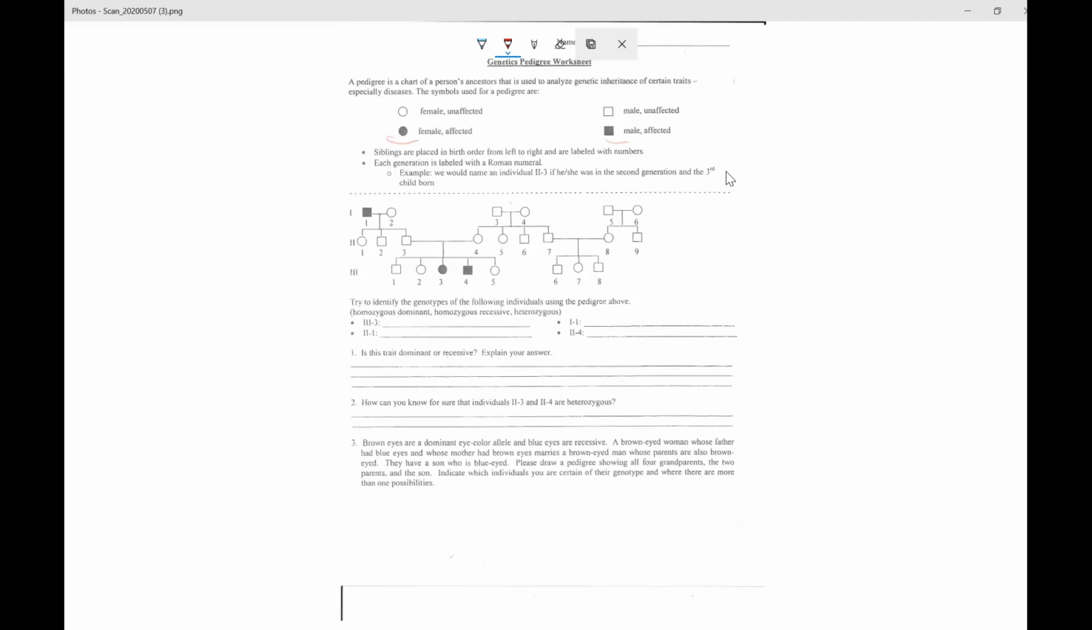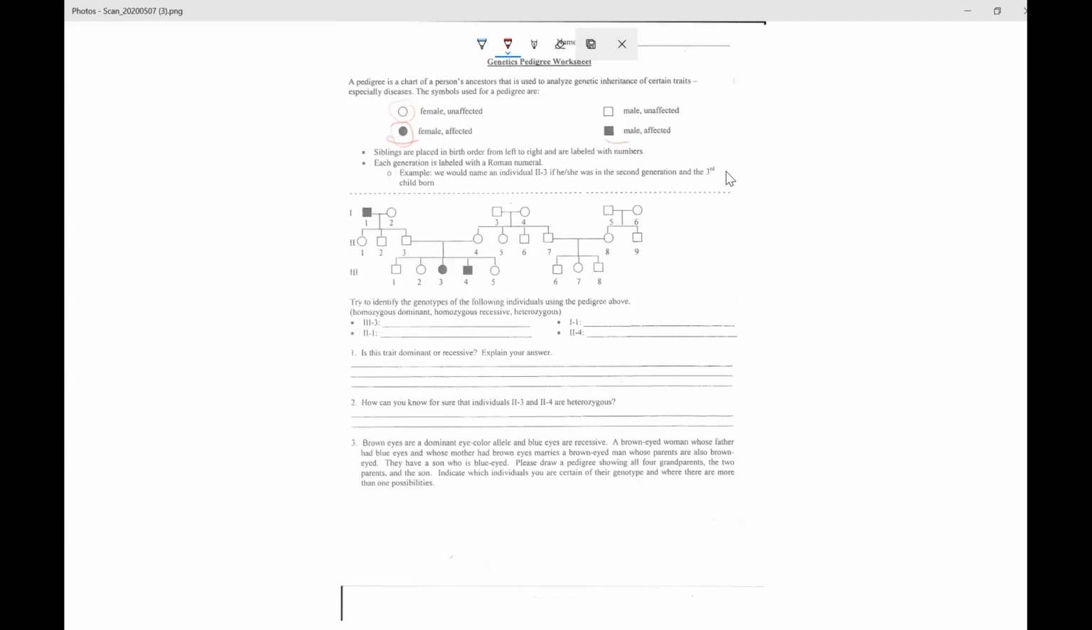So again, an unaffected female is represented by a circle that is blank. An affected female is represented by a circle that is shaded, and males go for the same thing, except that you have squares instead of circles. Siblings are placed in birth order from left to right.